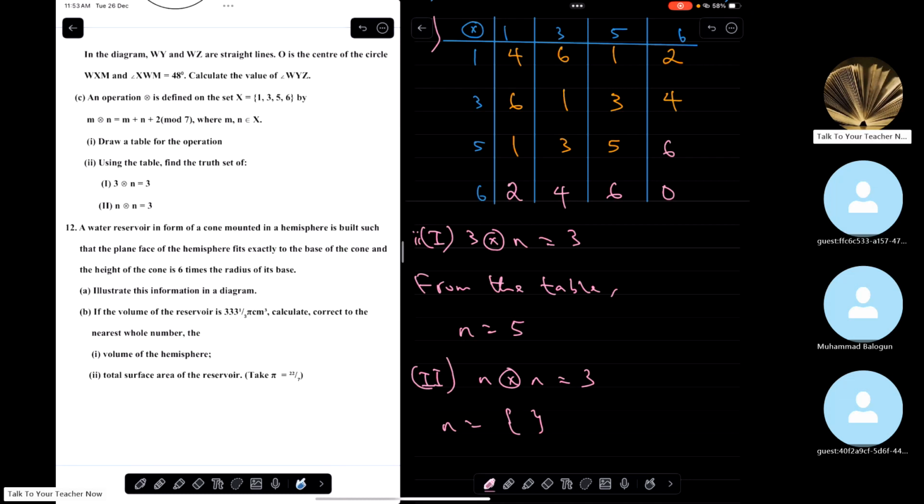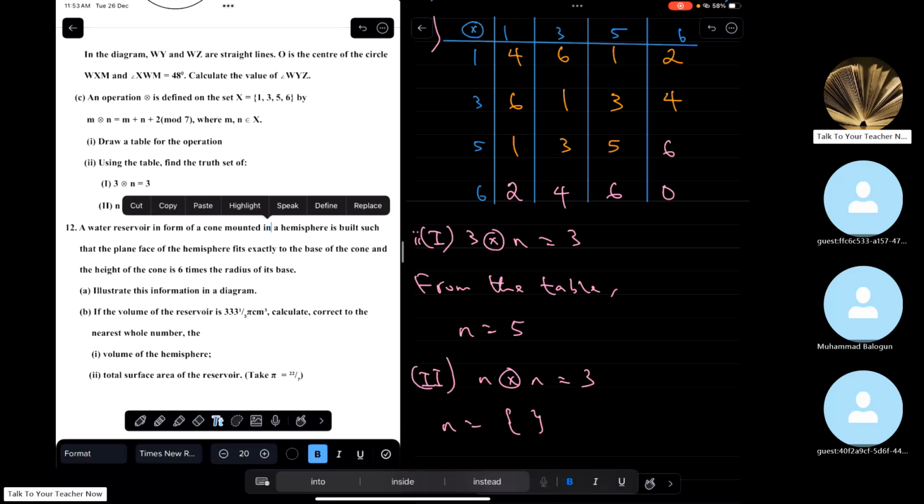So now, Mohammed, read the next one. Read number 12 quickly. Why didn't any of you get this number 12? The water reservoir. I would have gotten it, but I wasn't in the mood. A water reservoir in form of a cone mounted in a hemisphere is built such that the plane face of the hemisphere fits exactly to the base of the cone. Hold on, it should be mounted on the hemisphere. Yeah, thank you.